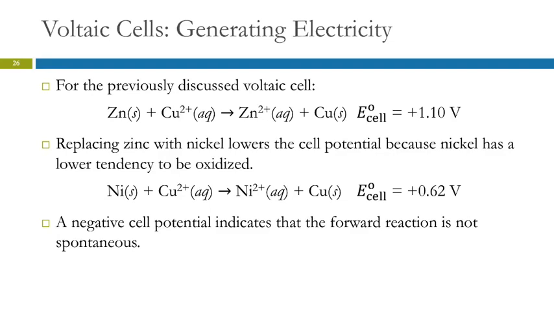If the cell potential is negative, it means that the current's going to flow in the opposite direction. So if the head of your stream is lower than the ending of your stream, it's going to flow backwards, right?